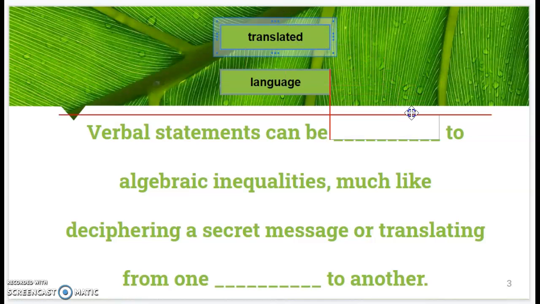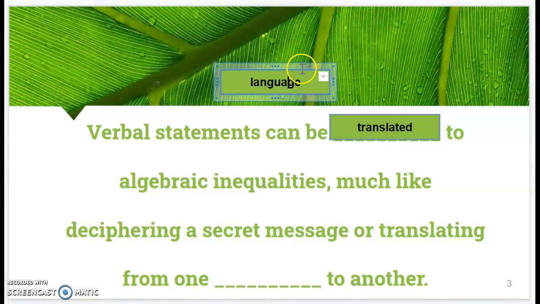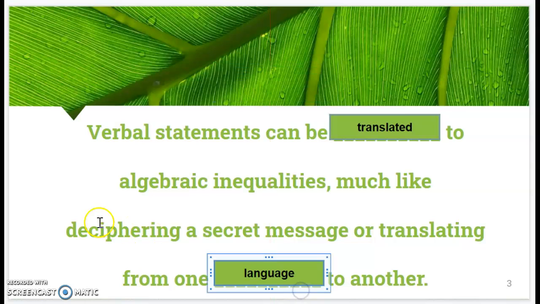Okay, so one of the things that we need to know is verbal statements can be translated to algebraic inequalities, much like deciphering a secret message or translating from one language to another. So we're going to be translating these word problems from the English language into the algebraic language, or the language of math.